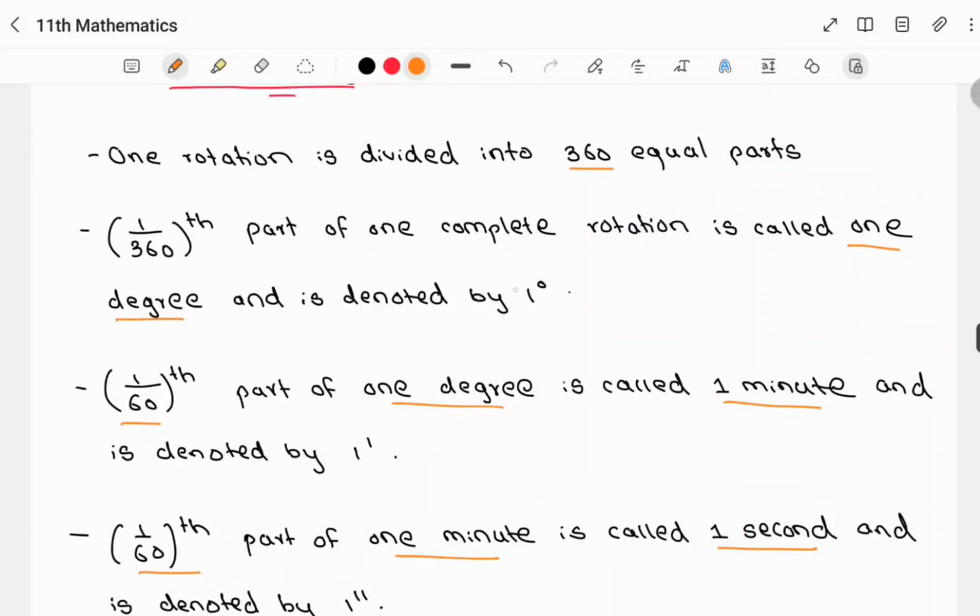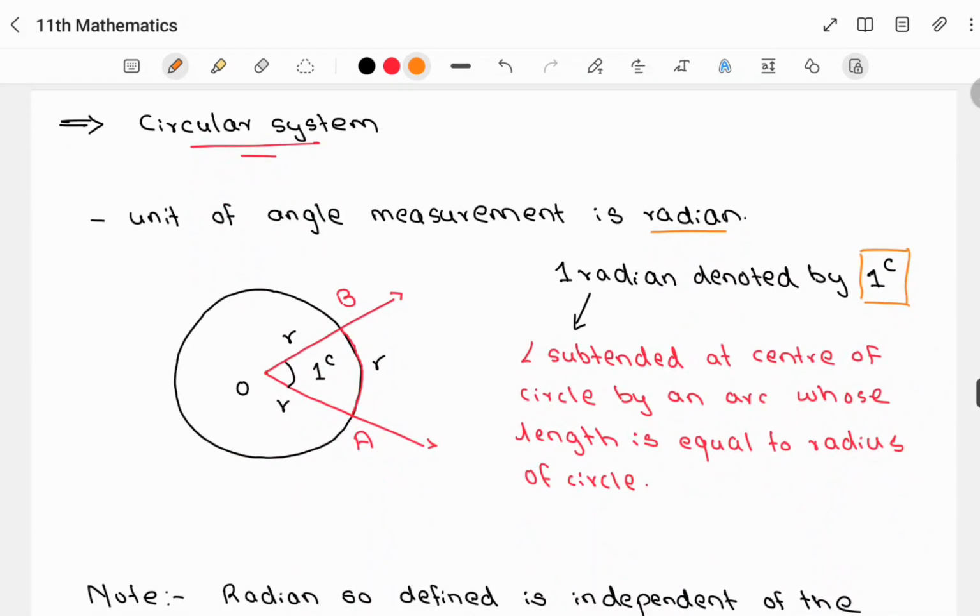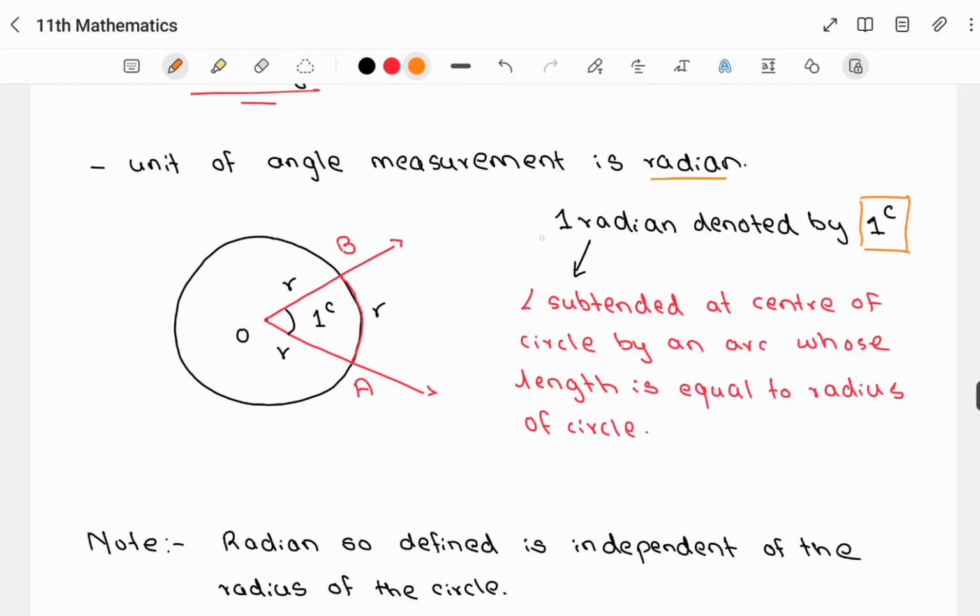So if we have 1 degree, then it is denoted by 1 superscript 0. Okay. How do we denote radian? 1 superscript c. Fine. Now, how do we define 1 radian? For that, what do we require? We require a circle.